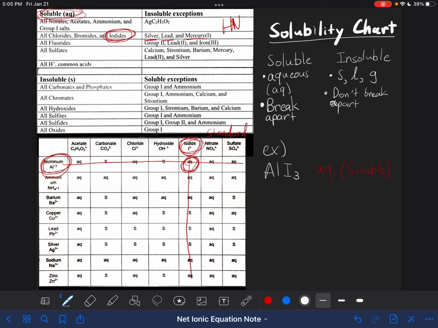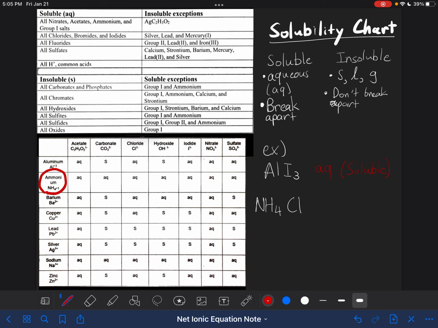For example, let's say NH4Cl. If we look at NH4Cl, first thing first, let me erase all this. NH4 is ammonium. So we're going to look for ammonium, which is located right here, and chlorine, which is located right here. If we intersect it, our outcome is going to be aqueous. Same goes with the honors chart: we look for chloride, and we check on the right side if there's any ammonium in there, which there is not. So that means it's going to be soluble or aqueous.